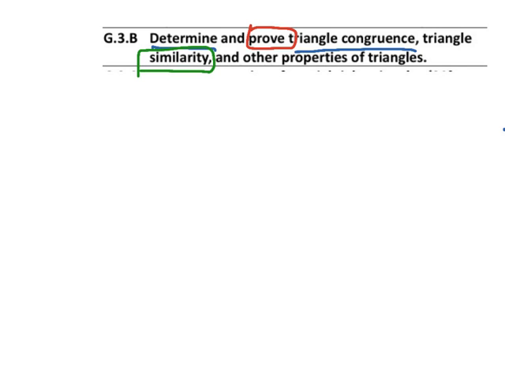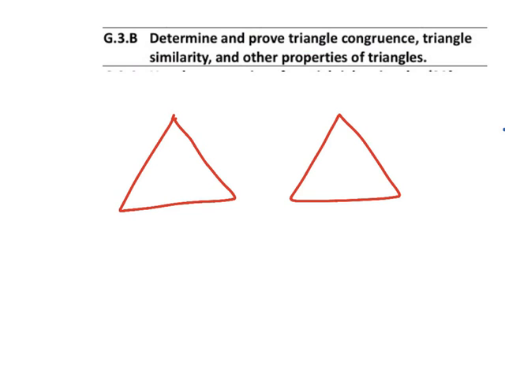So what we're going to do first is talk about how do you determine if two triangles are congruent. Well, specifically there are four ways. Let me show you some. Let's pretend that we have two triangles like these two on the screen here.